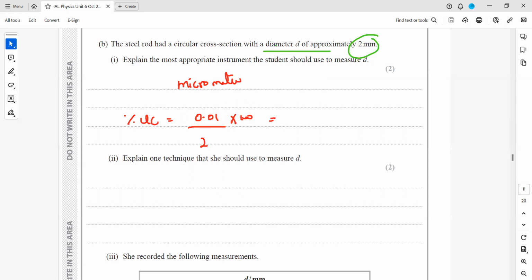So when we solve this, it will be about 0.5% uncertainty, because this will be 1 divided by 2. So 0.5% uncertainty, that will be very small.